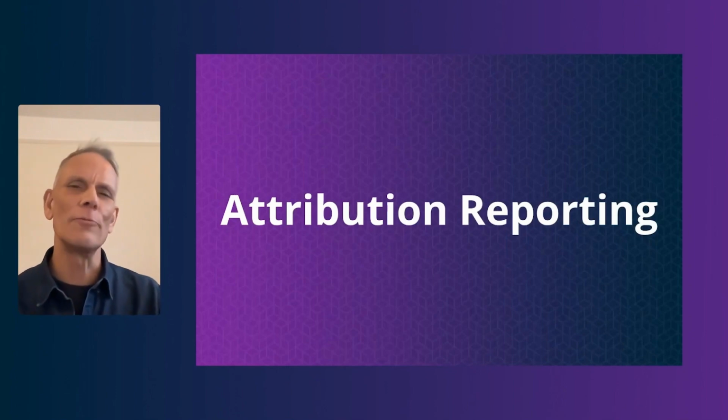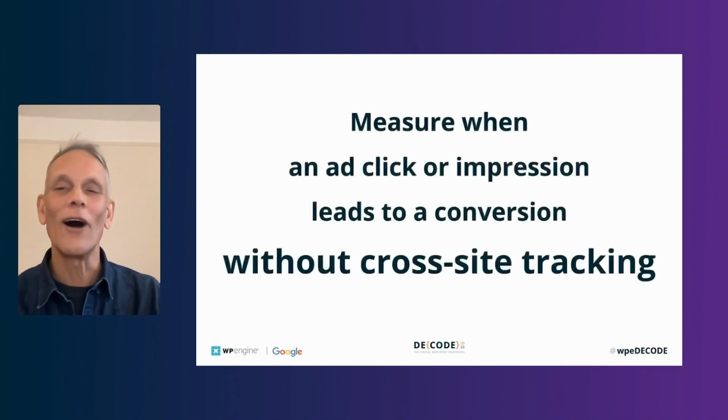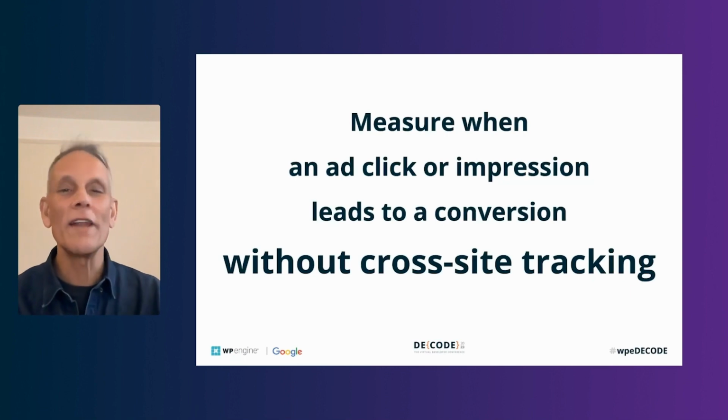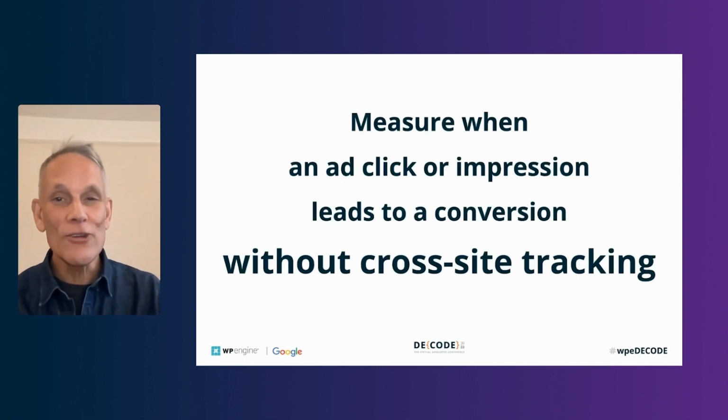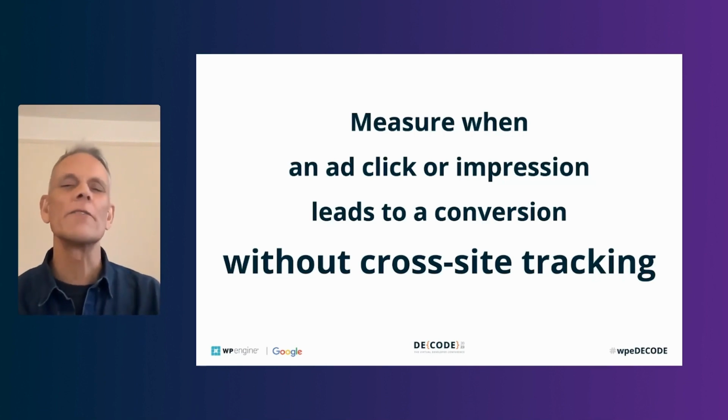Lastly, I'd like to tell you a little about the Privacy Sandbox API for ad measurement, which is attribution reporting. Attribution reporting is used to measure when an ad click or an ad impression leads to a conversion. For example, when a view of an ad on a news site leads to a purchase at an online shoe store. As with Topics and Fledge, this API is designed to avoid cross-site tracking.